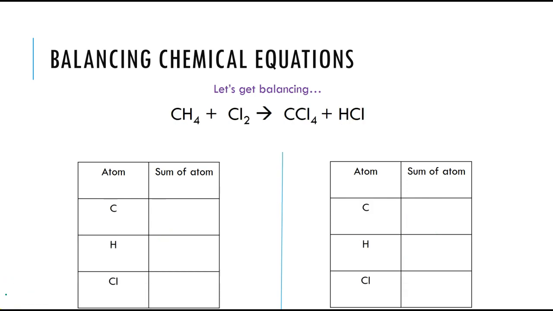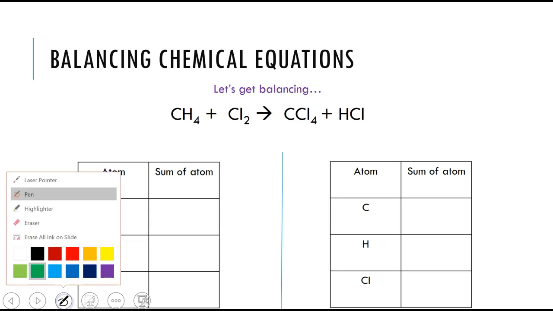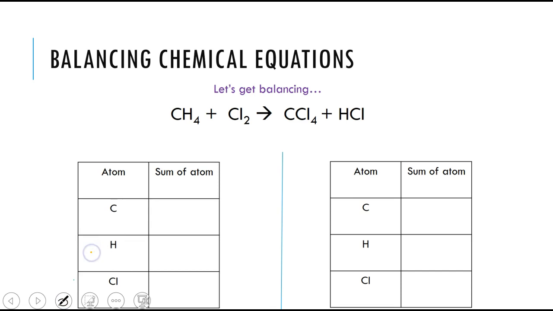Now this one has 3 different types of atoms, so this one is where it can get a bit tricky. This is why having these tables that are drawn are very helpful. Alright, so let's begin with carbon. How many carbons do we have? We have 1 carbon on the left-hand side. How many do we have on the right? We have 1. So far, so good.